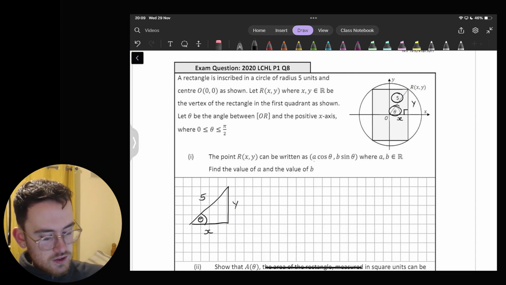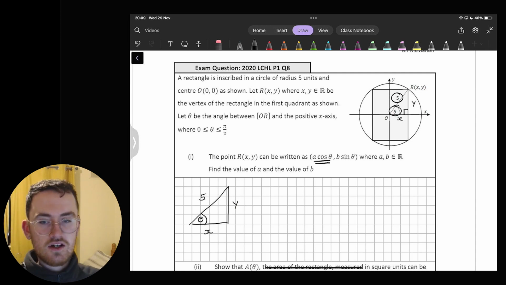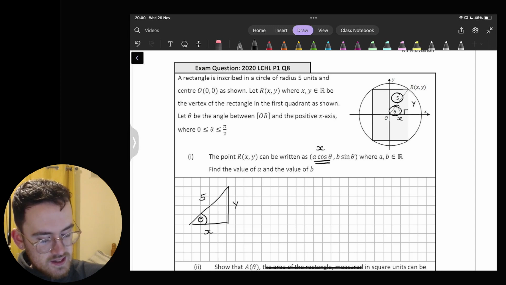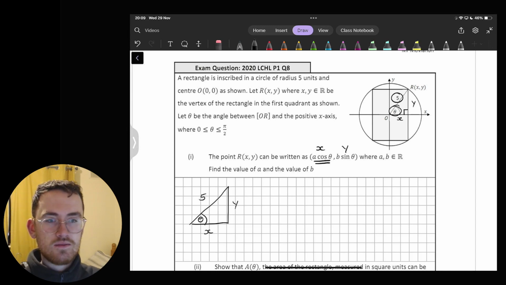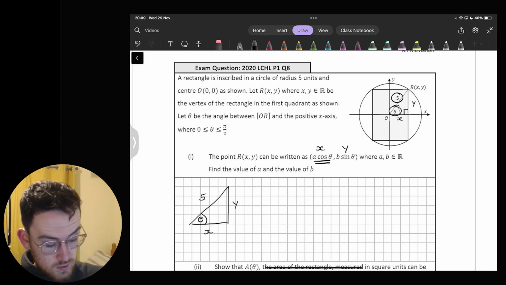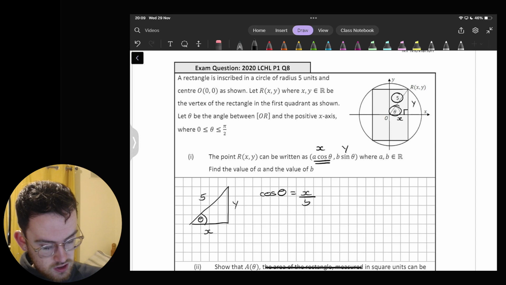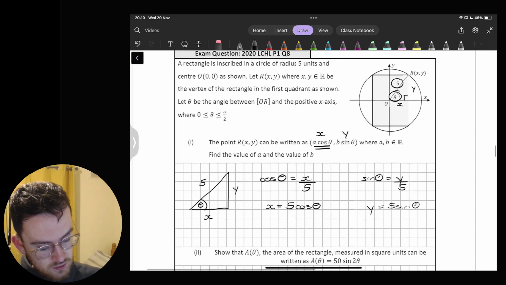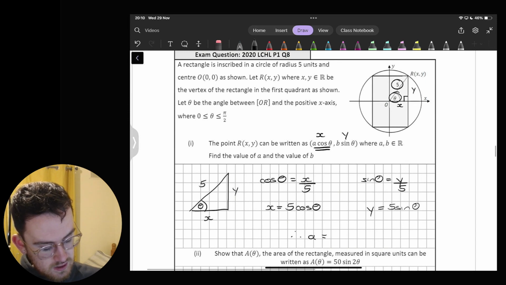Okay, if I'm going to be rewriting this point using this idea of a cos theta, I'm trying to show that x is the same as a cos theta and that y is the same as b sine theta. So I should hopefully know that cos theta would be adjacent, which is x over hypotenuse, which is 5, which gives me that x is equal to 5 cos theta. Similarly, sine theta is opposite, which is y over 5, which means y is 5 sine theta. So therefore, both a and b are equal to 5. Okay.